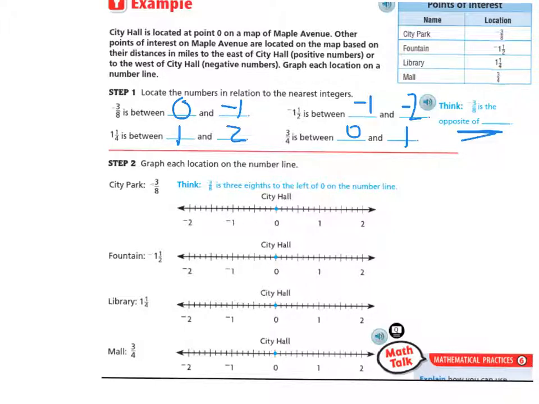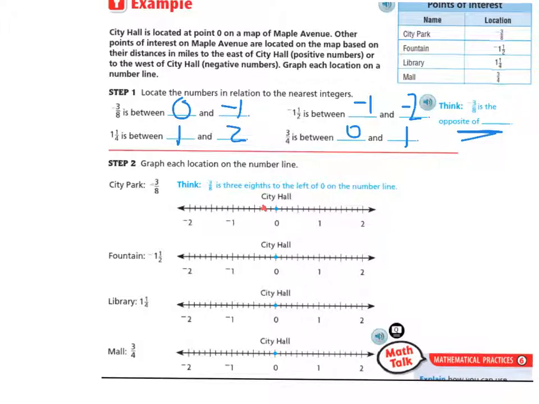So, City Park is negative 3/8. It's going to be between 0 and negative 1. 3/8 is about half. 4/8 would be exactly half. So, it's going to be about here. Draw those dots there. Okay.